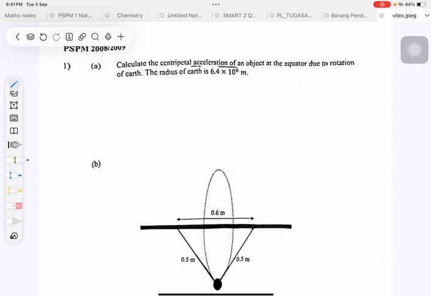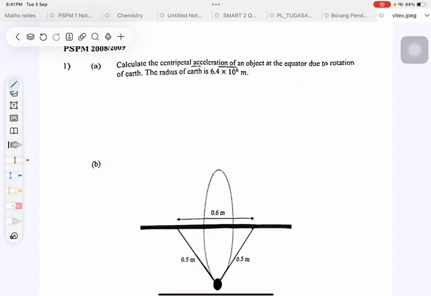Today we are going to present the question in physics module regarding PSPM 2008/2009. The first question we are going to talk about is: calculate the centripetal acceleration of an object at the equator due to rotation of Earth. The radius of Earth is 6.4 times 10 to the power of 6 meter.